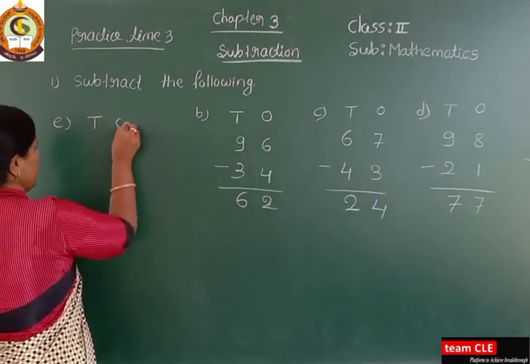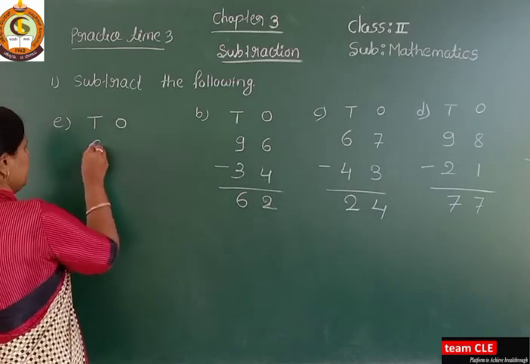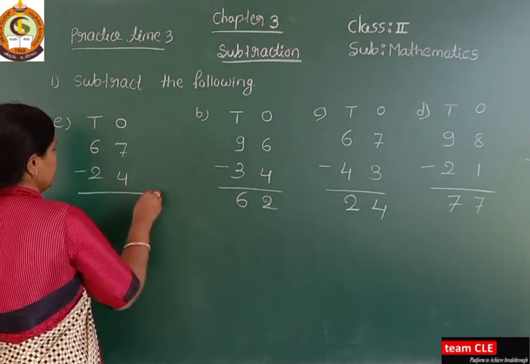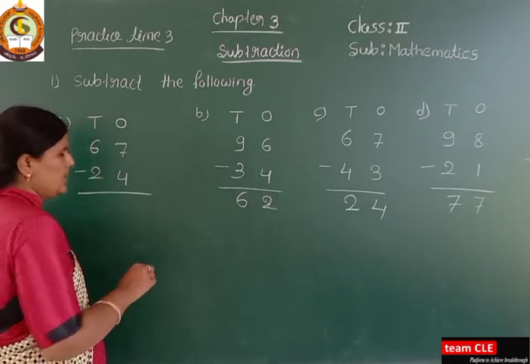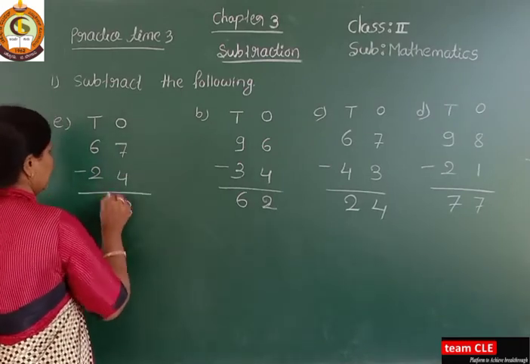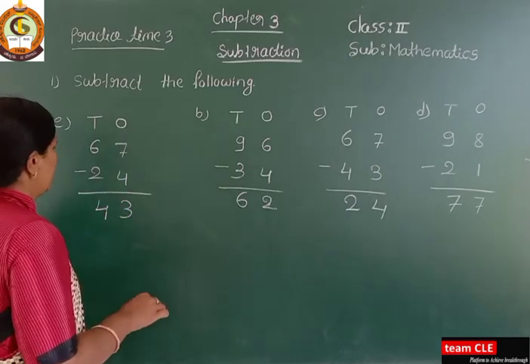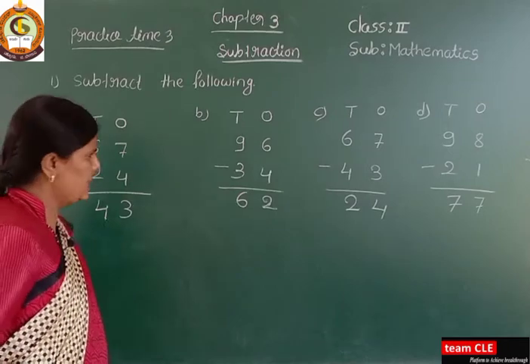Next, tens, ones, 67 minus 24. 7 minus 4 is 3. 6 minus 2 is 4. So the answer is 43.